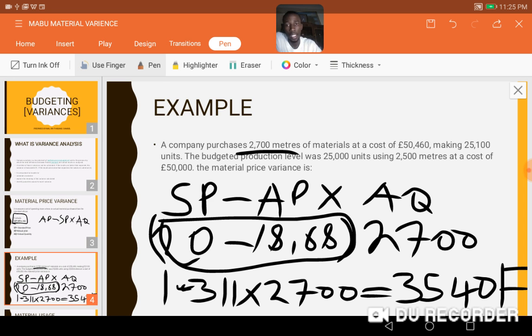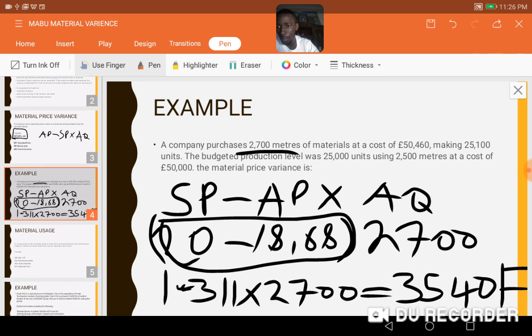You can see the actual price was 18.6888, but the expected price was 20, which means we purchased material at a cheaper price than what we expected. Therefore, our variance ends up being favorable.